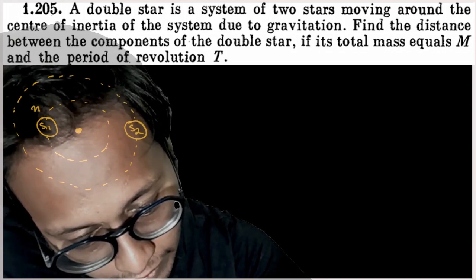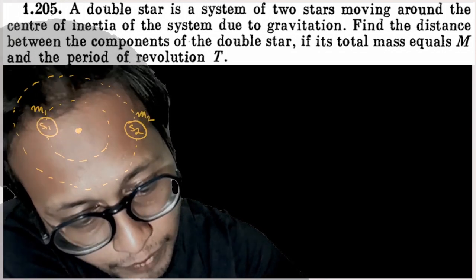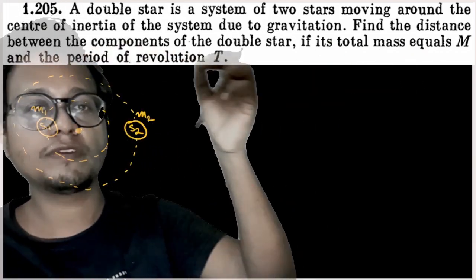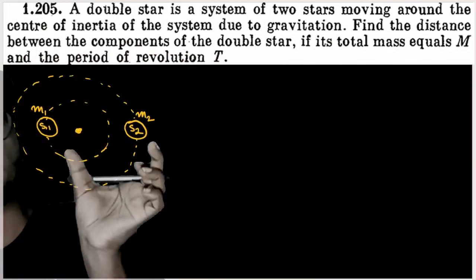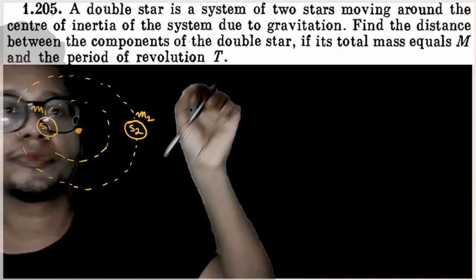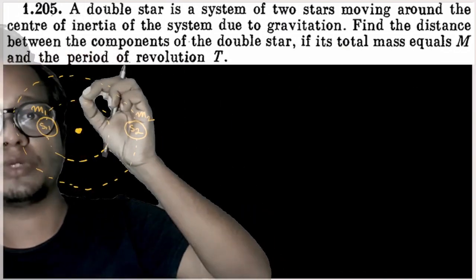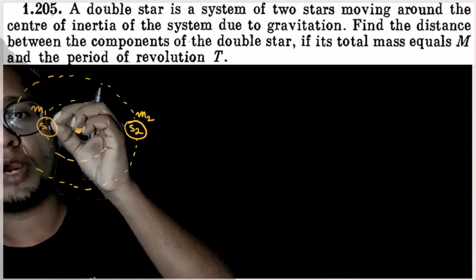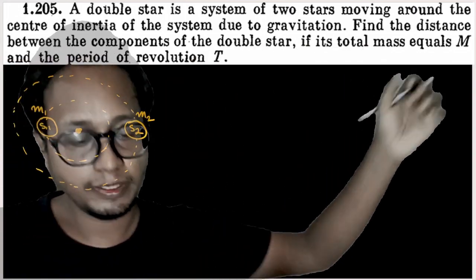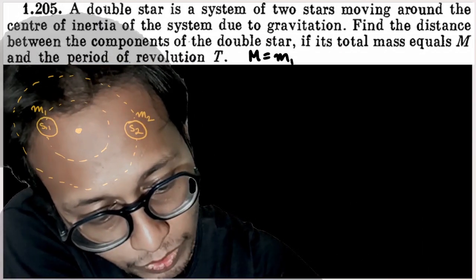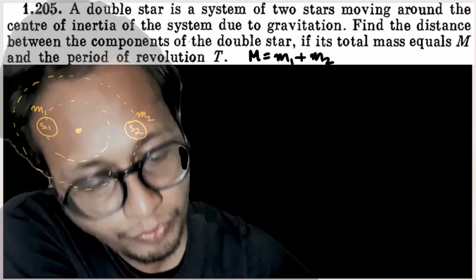Let the mass of the first star be m1, mass of the second star be m2. The question is saying find the distance between the components of the double star. That means find this distance, the distance from star 1 to star 2, if the total mass of the system is equal to M and the period of revolution is equal to T. That means m1 plus m2 is equal to capital M, as given in the question.